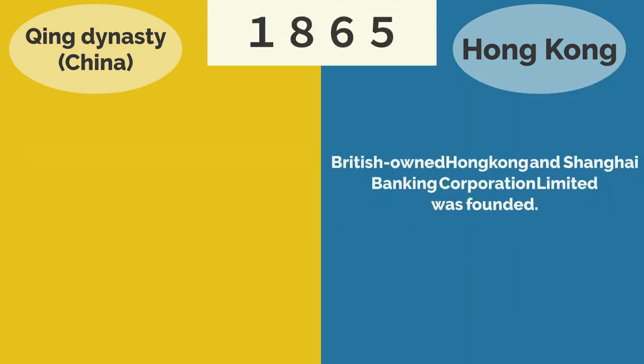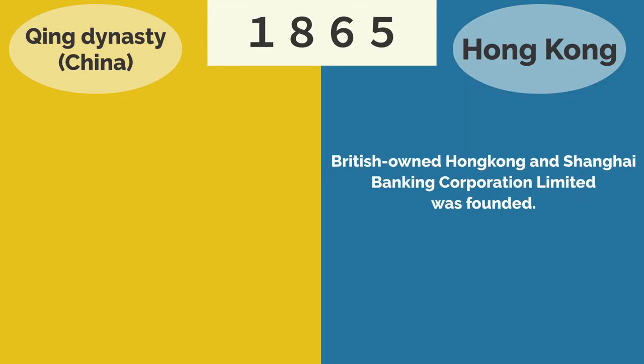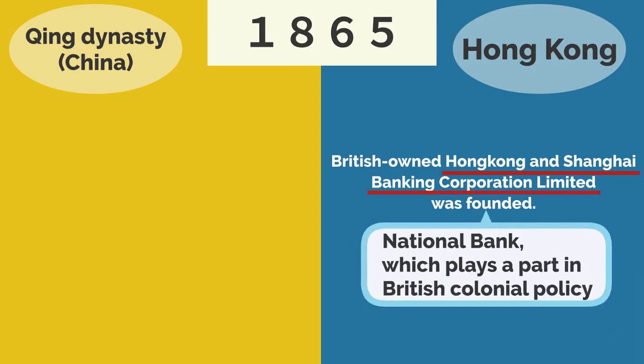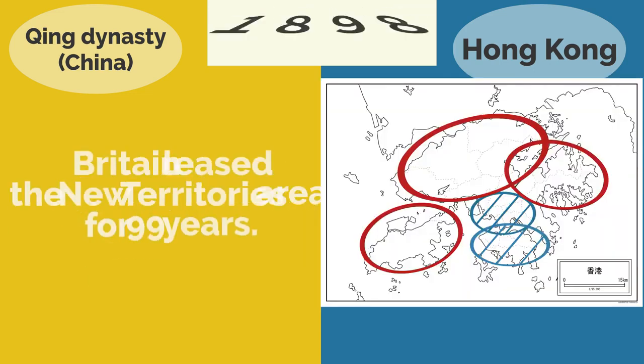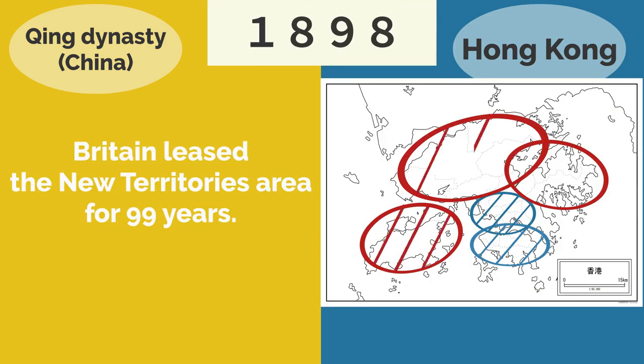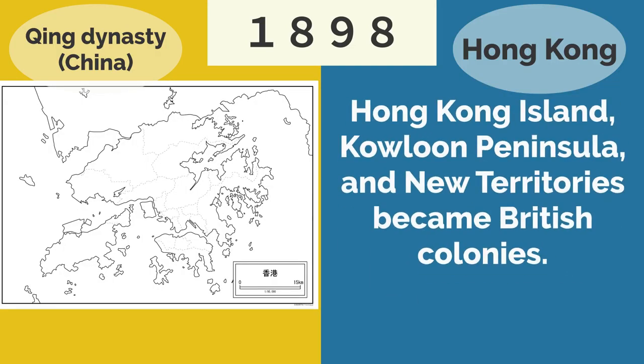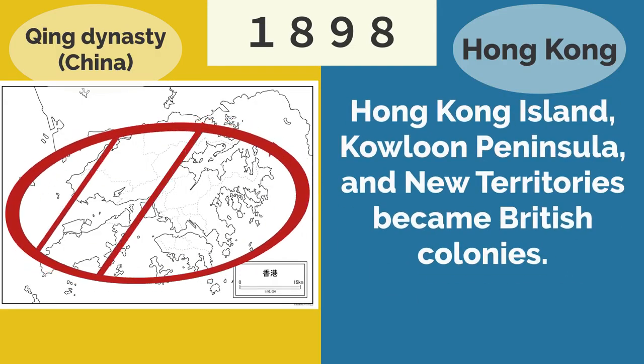In 1865, the British-owned Hong Kong and Shanghai Banking Corporation Limited was founded. The Hong Kong and Shanghai Banking Corporation is a national bank that plays a part in British colonial policy. In 1898, Britain leased the New Territories area for 99 years. Hong Kong Island, Kowloon Peninsula, and New Territories became British colonies.